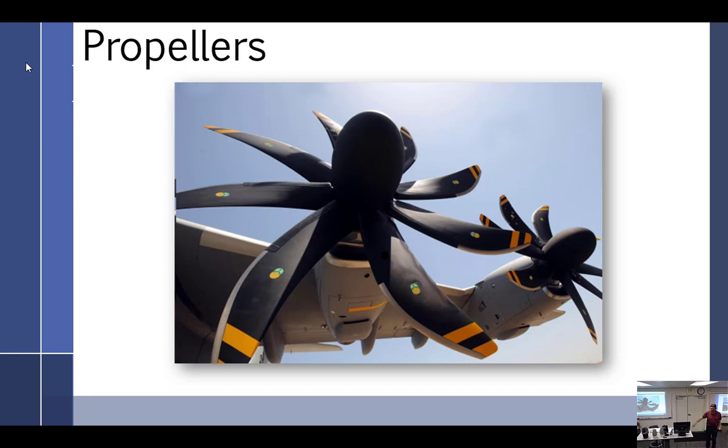So the plane sitting still has one angle. The plane moving forward at 10 miles an hour has this angle. 100 miles an hour has this angle. So the wind is constantly doing this to the wing that's going around like this. And if you change the RPM or the forward speed of the aircraft, you change everything.